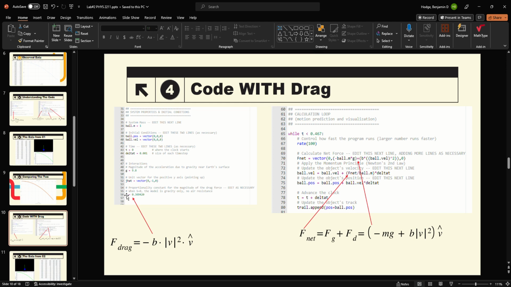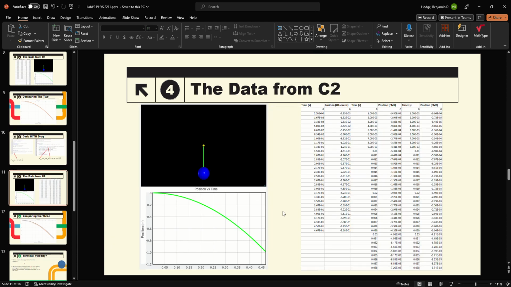So in this one, instead of having b being 0, we have b equivalent to a number, 0.369, which we gathered through trial and error until our position would line up with the observed data. Then we just add that to our F net, which we'd plug back into velocity and position, because our net force is now going to be gravity plus our drag, and since gravity is negative in our axes, it's going to be your force of drag minus your force of gravity times your position vector. So, with that in mind, we're left with this.